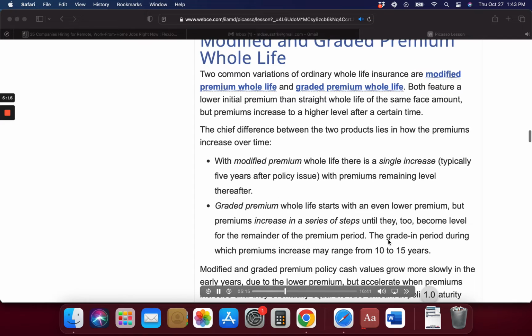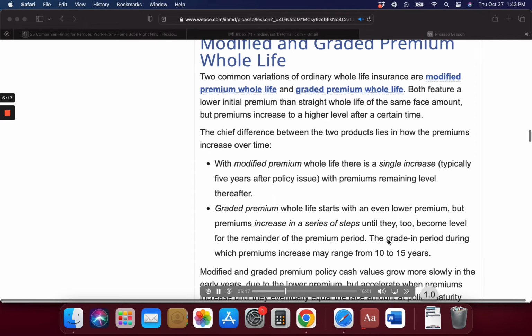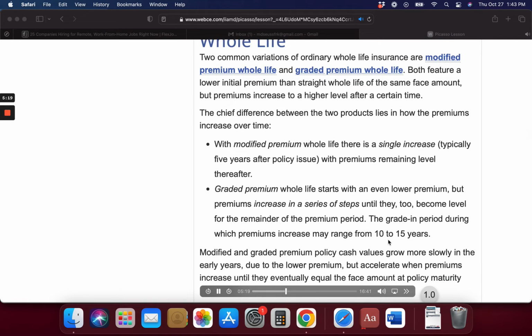Modified and graded premium whole life. Two common variations of ordinary whole life insurance are modified premium whole life and graded premium whole life. Both feature a lower initial premium than straight whole life of the same face amount, but premiums increase to a higher level after a certain time. The chief difference between the two products lies in how the premiums increase over time.